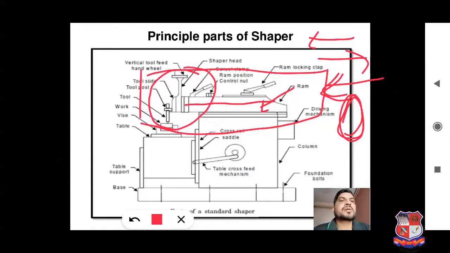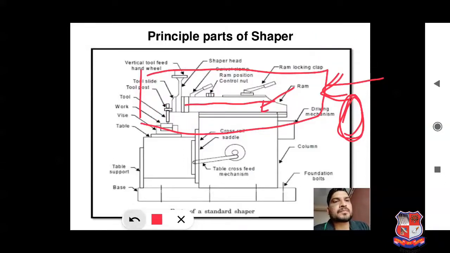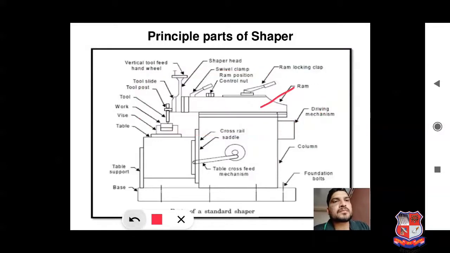At the topmost or front face of the ram, there is a provision of tool post on which the tool is mounted. At the upper part of the tool post, there is a provision of one hand wheel which is responsible for giving depth of cut. By rotating this hand wheel, the tool can be moved up and down.